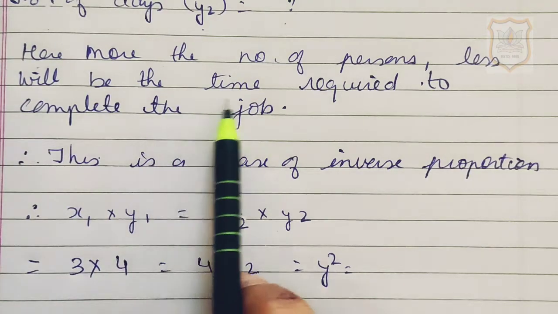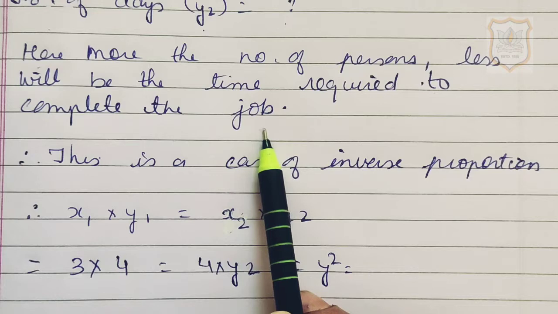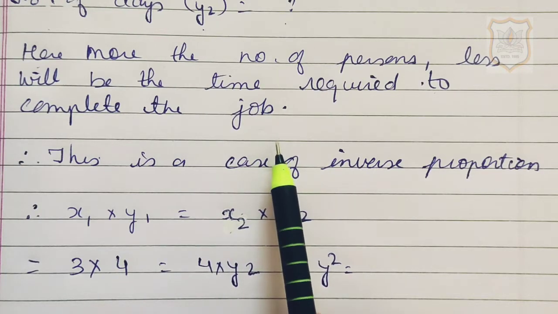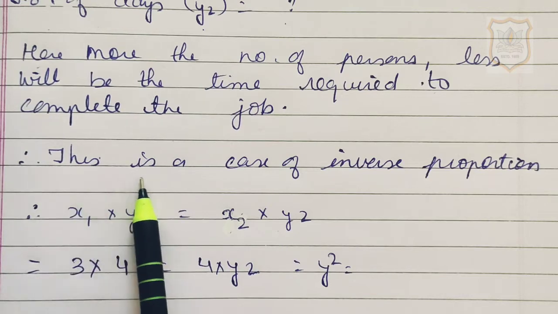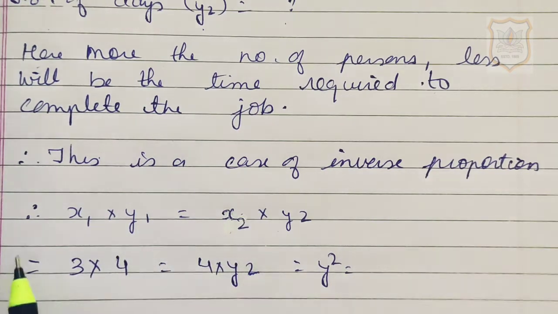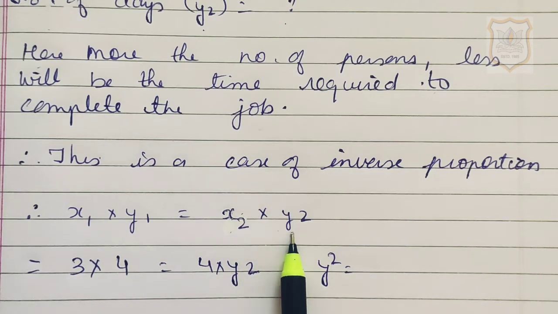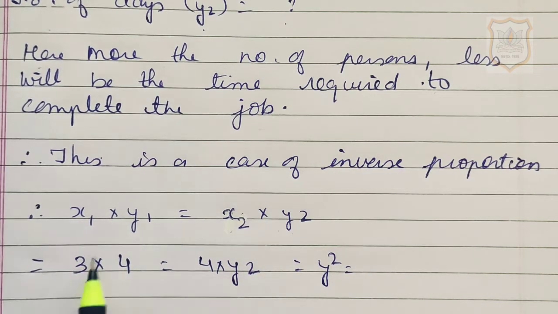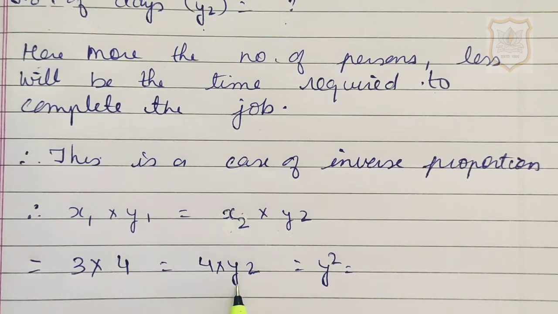Here, students, the more the number of persons, the less will be the time required to complete the job. It is clear that if we increase the number of persons, then the time to complete the job will decrease. Therefore, this is a case of inverse proportion. Therefore, x1 into y1 equals x2 into y2. Here x1 was 3 and y1 was 4, and x2 was 4 and y2 we don't know. We will write as it is. Therefore, 3 into 4 equals 4 into y2.